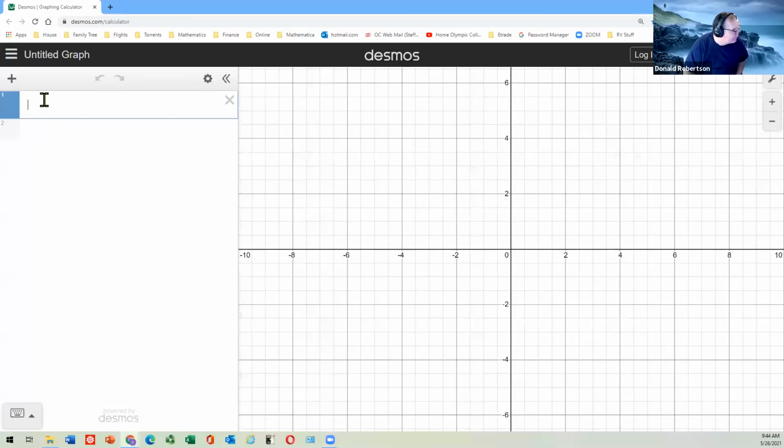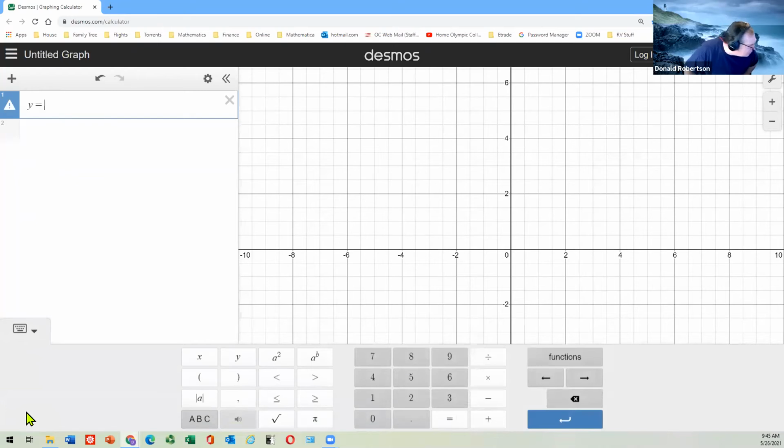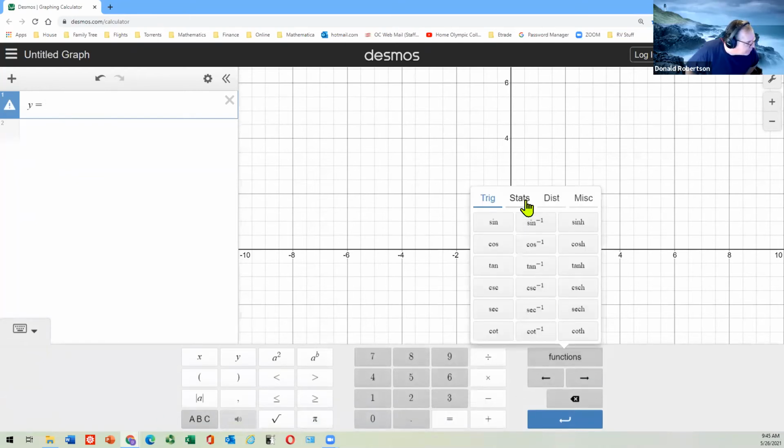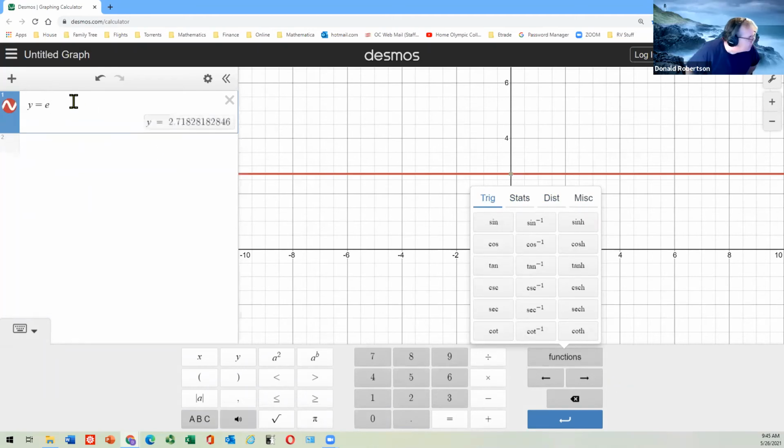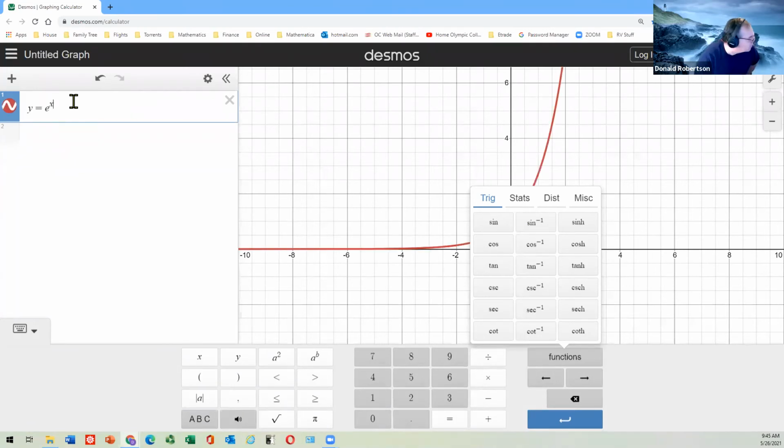Okay, now the first function that we had was e to the x minus x. So y equals e to the x. I think I can get it down here. Oh, this might just take e. Does this just take e without any problems? Let's find out. Yes, it does. Good. So it's even easier than I thought it was going to be.